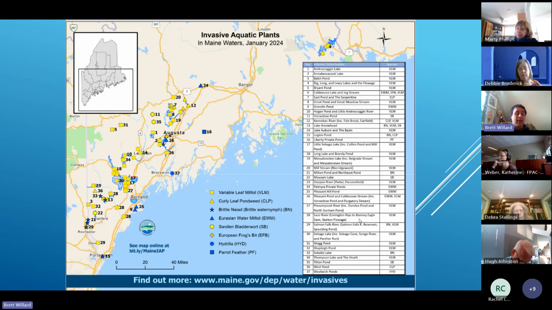That's pretty good, especially considering the rest of New England when you look at Massachusetts, Connecticut. So Maine is doing relatively well. However, it doesn't mean that AIS can't continue to spread throughout the state, especially as more people come here and recreate and our waters warm through climate change.